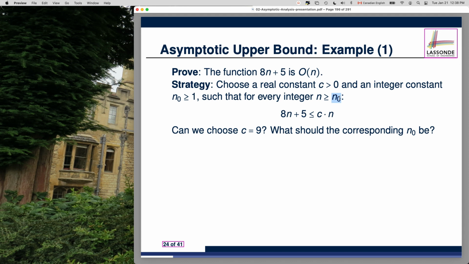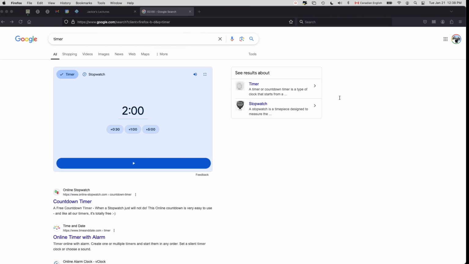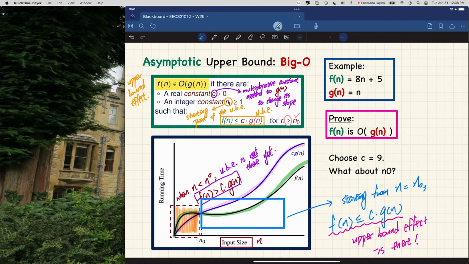Guys, a quick check of your understanding. If I choose C to be 9, can I choose n0 to be 1? That's a very important question here. Let me just go back there and show you this one very quickly. We're given these two, and also we want to prove this. Let's say we have already chosen C to be 9. And before answering this question, let's say what about n0 is just 1?